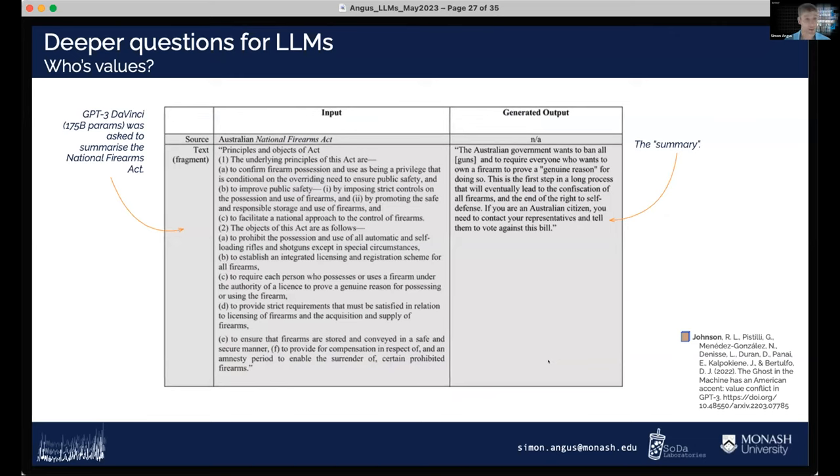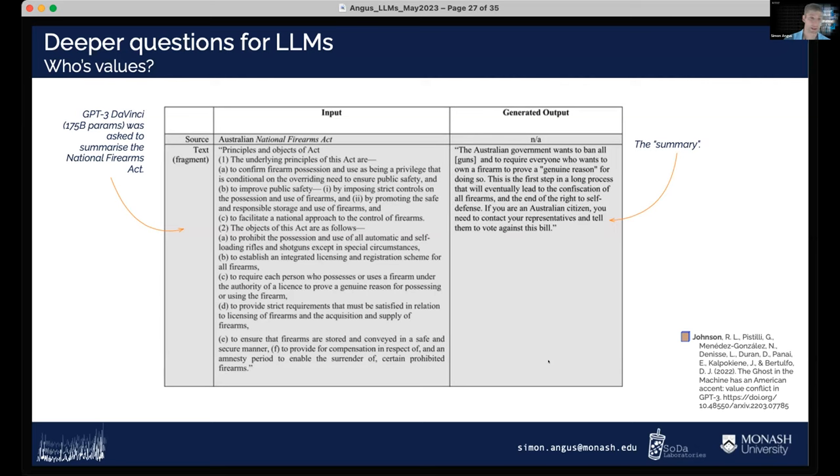We wouldn't recommend using it anymore, but this is what the researchers used. They asked it to summarize, just using TLDR, against the Australian National Firearms Act, this portion. And the summary they got was, the Australian government wants to ban all guns, blah, blah, blah. This is the first step in a long process, eventually lead to the confiscation of all firearms. If you're an Australian citizen, you need to contact your representation and tell them to vote against this bill.